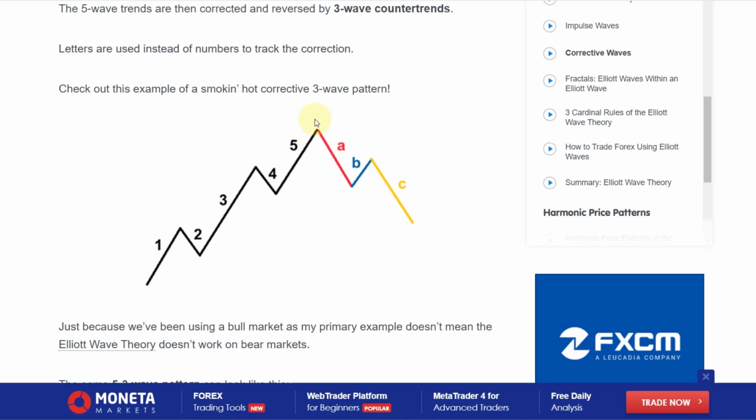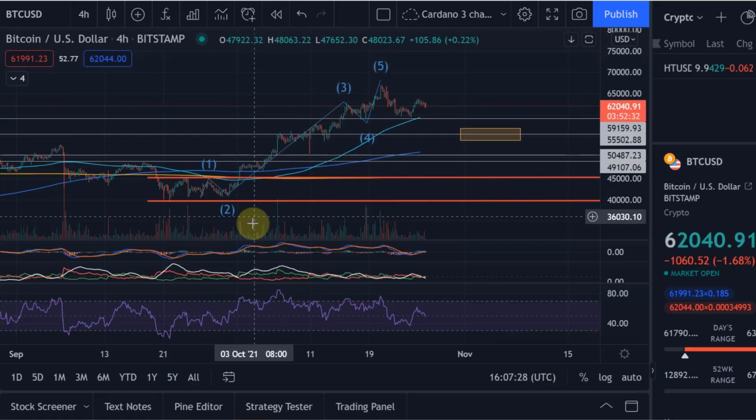If you then reach the top here, what you normally get is an A, B, C, a 3-part move to the downside. That is the correction, which, however, doesn't go below the beginning of that impulsive move to the upside. So it is only a correction in a larger uptrend. What you would see next is a 5-wave move to the upside again. And I applied that concept to the Bitcoin chart currently.